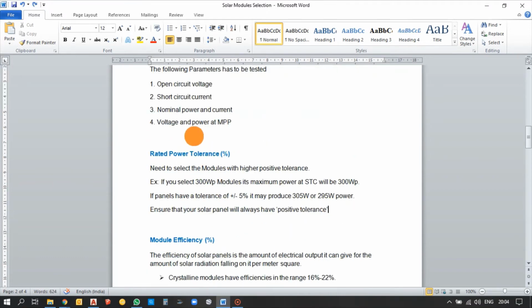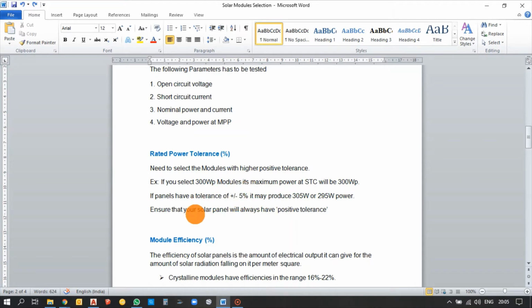And the next thing is the power tolerance of the module. Power tolerance is plus or minus 5%. In case you take a 300 watt peak solar module, its maximum power at STC will be 300 watt peak, but it may generate 305 or 295 watt power. This is the plus or minus 5% power tolerance. This tolerance will be provided in the data sheet.